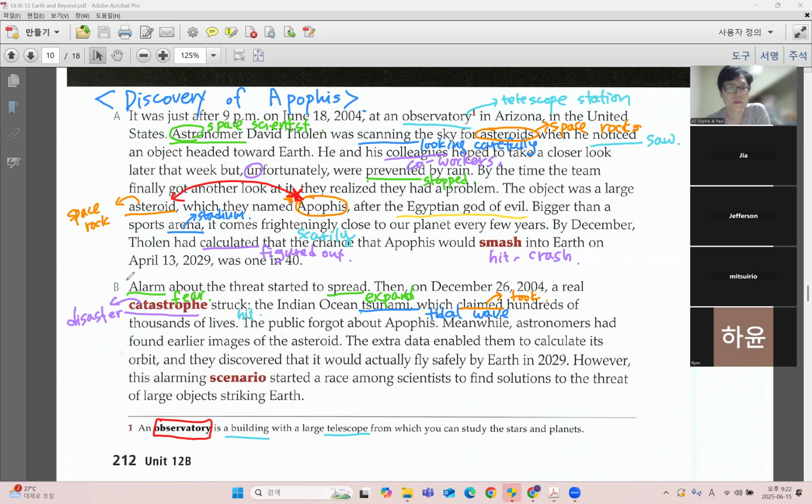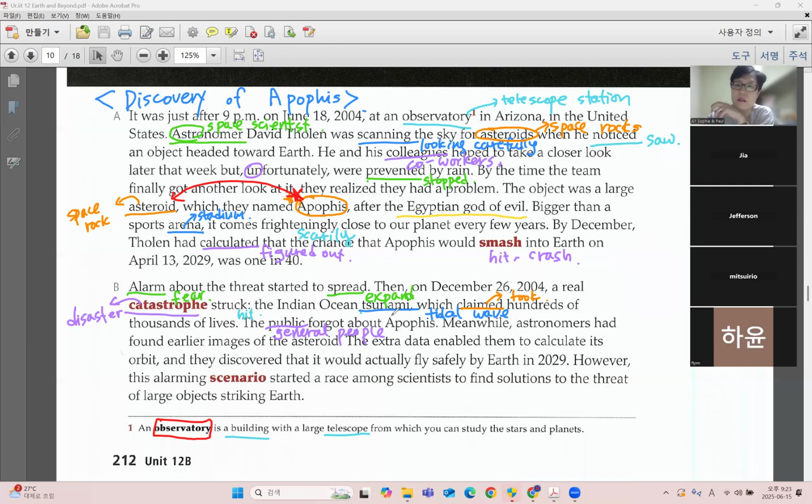It's common, many people. Public means kind of people. What is it? General people. Public school, private school. Public school is for general people, for everyone. So public means everyone. The public forgot about Apophis.